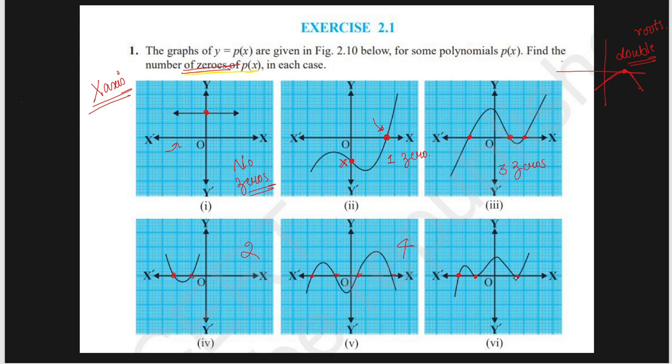Over here as well, this is actually touching that, not intersecting. So how many roots do I have in this case? The number of roots is 3. How many zeros do I have? The number of zeros is 3. I hope these are crystal clear. This is zeros.